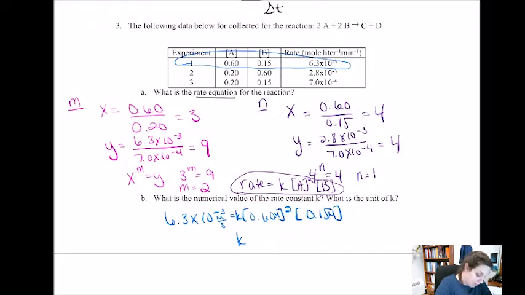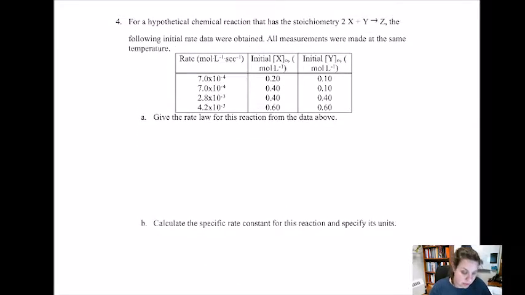When I do this, I get a K value of 1.17 times 10 to the negative 1. This is third order, so I'm going to have a unit of s to the negative 1, molarity to the negative 2. Let's move on to our next relative rate law problem.